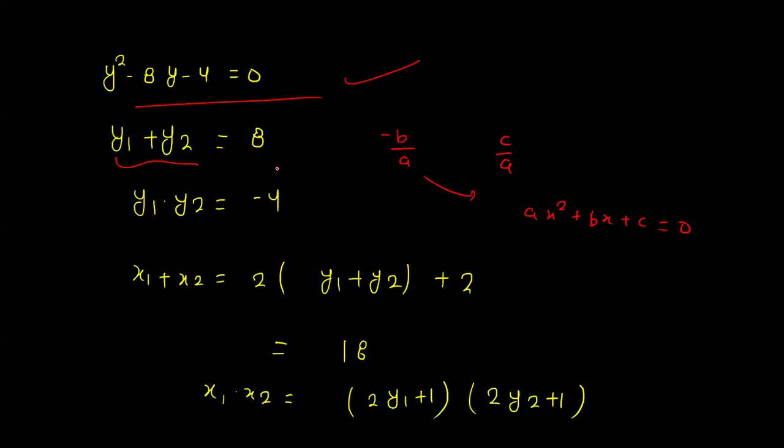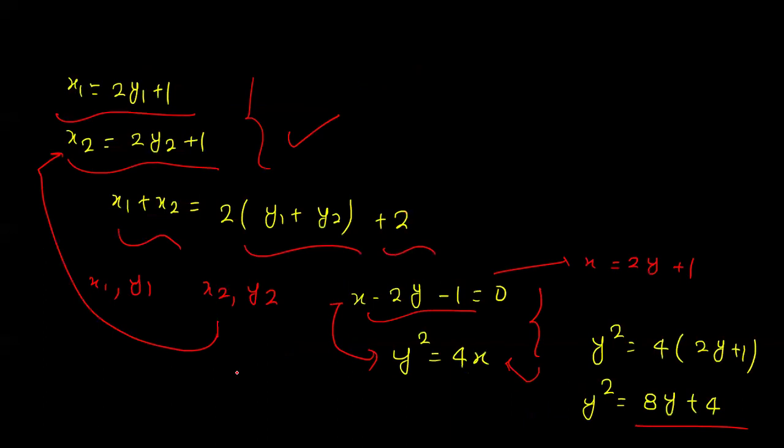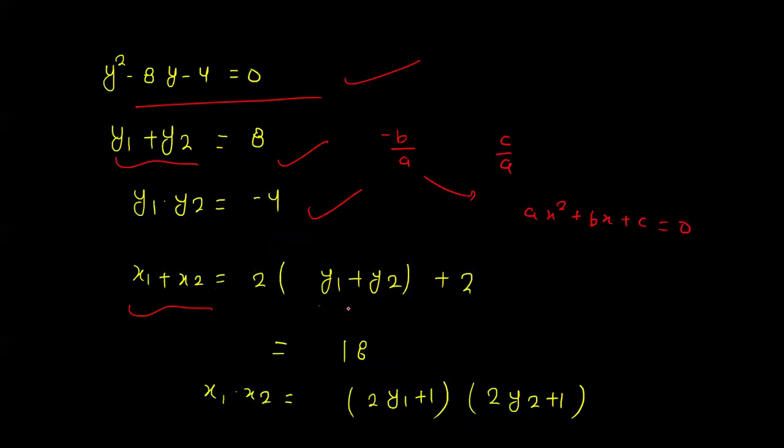So here it will become 8, and this is minus 4. And we know that x1 plus x2 is equal to this. So we can put here the y1 plus y2 value, which we are getting as 8, and this is 2. So this is the total, 2 times 8 plus 2, which is equal to 18.